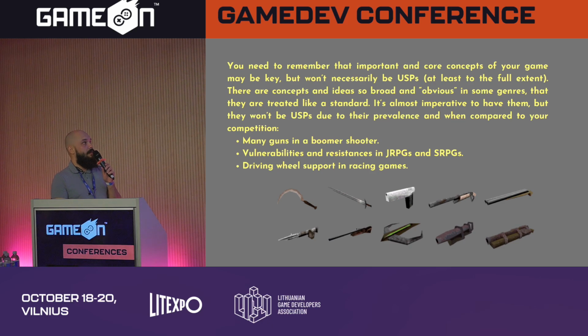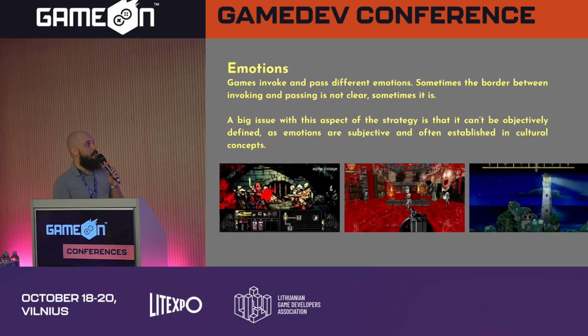And you need to remember that important and core concepts of your game may be key, but won't necessarily be USPs, or at least they won't be USPs to their full extent. For example, there are some concepts and ideas so broad and obvious in some genres that they are treated like a standard. It's almost imperative to have them, but they won't be USPs due to their prevalence when compared to your competition. I have 3 examples: many guns in a boomer shooter, vulnerabilities and resistances in JRPGs and SRPGs, and driving wheel support in racing games.